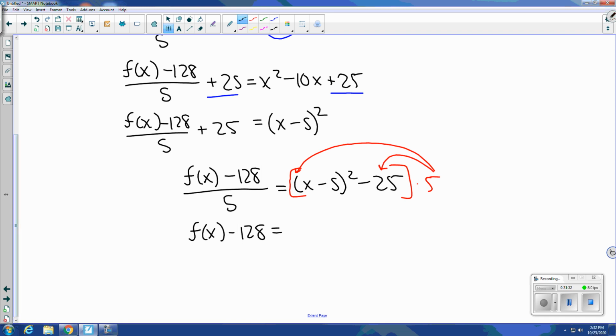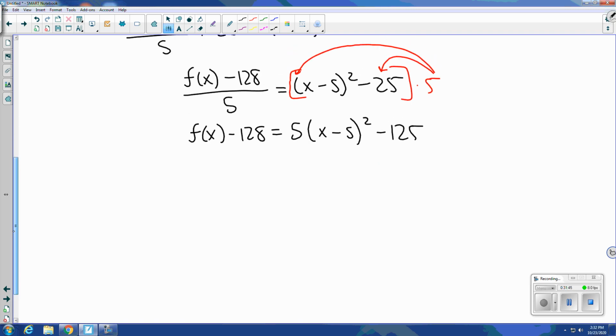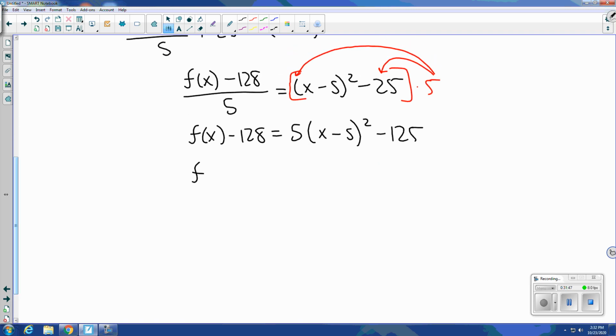So what we're going to get here is 5, x minus 5 squared, minus 125. Okay, so that 5 has to distribute to all terms on the right side. Then lastly, we can add 128. So we have 5, x minus 5 squared, and then when I add 128, we're going to get plus 3. And that answer is in vertex form, where we can see that the vertex is at 5, 3. So it went right 5, up 3.